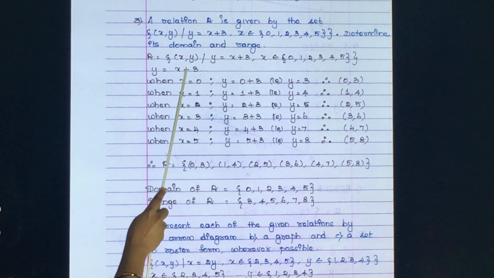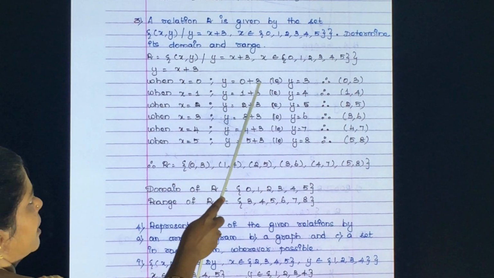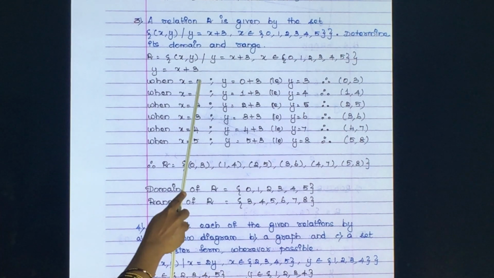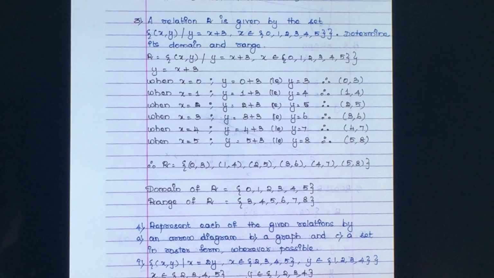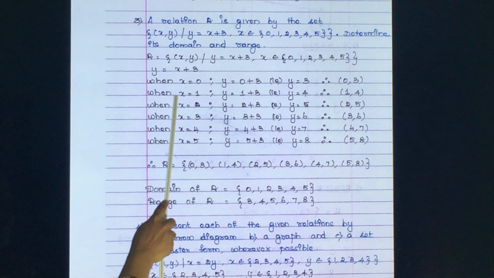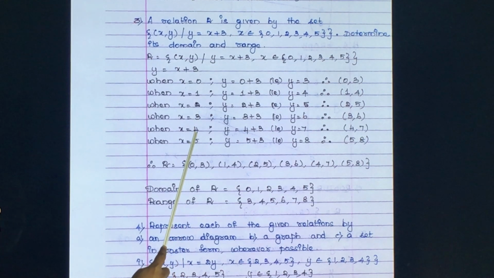When x is 0, substitute in this rule, y is equal to x plus 3. So it becomes 0 plus 3, which is 3. So when x is 0, the value of y is 3. So the ordered pair here will be 0, 3. Likewise, you need to substitute for x equal to 1, 2, 3, 4, 5.